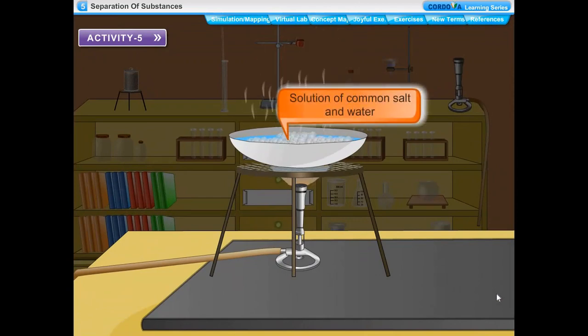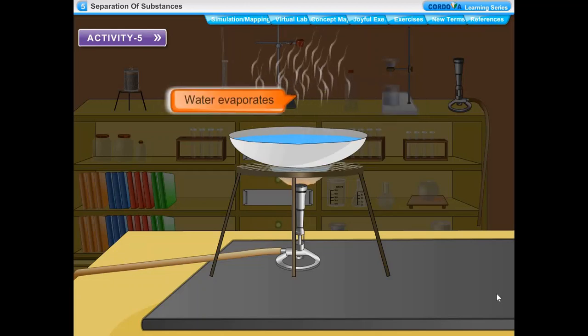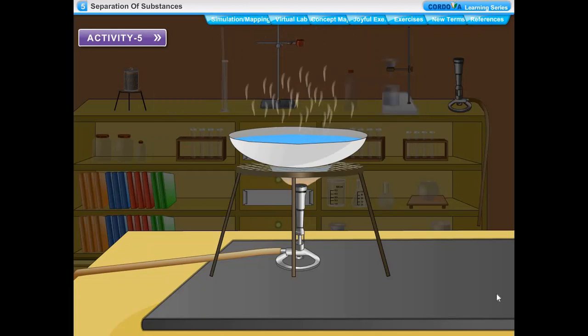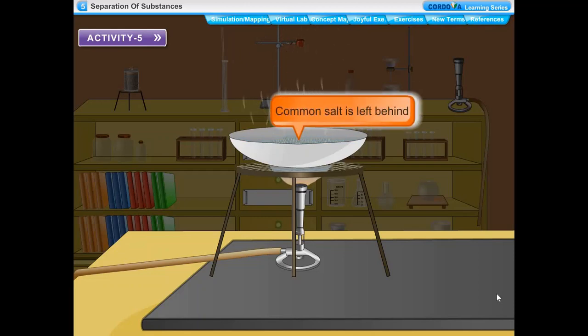Observation: the water present in the salt solution evaporates to form steam. When all the water present in the solution of common salt and water gets evaporated, common salt is left behind in the china dish as a solid.